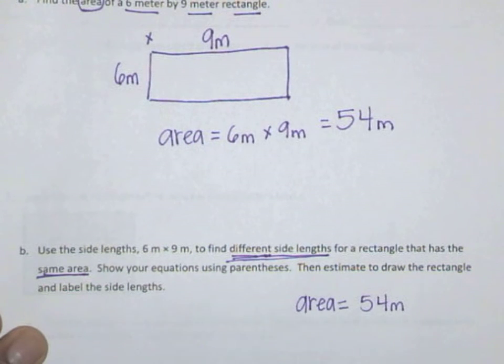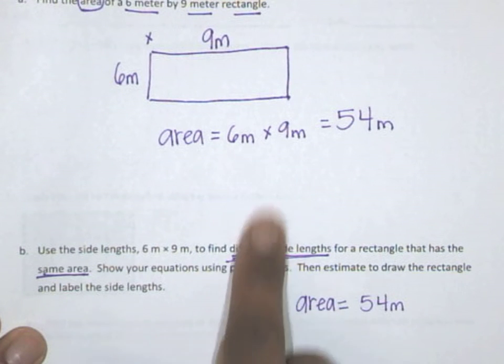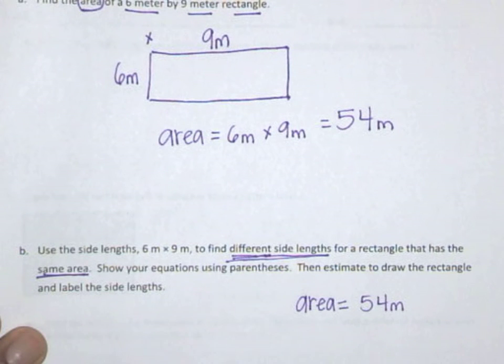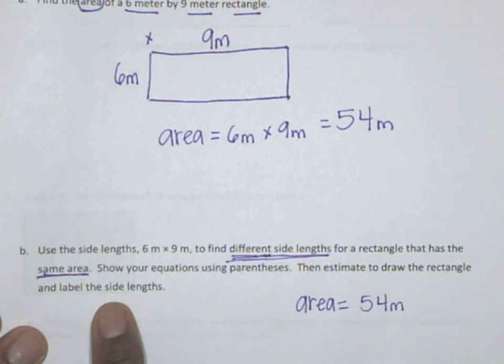Let's read the next sentence. Show your equations using parentheses. So now we have to take this equation and create different side lengths for our new rectangle that still has an area of 54 meters. Lastly, it says estimate to draw the rectangle and label the side lengths.